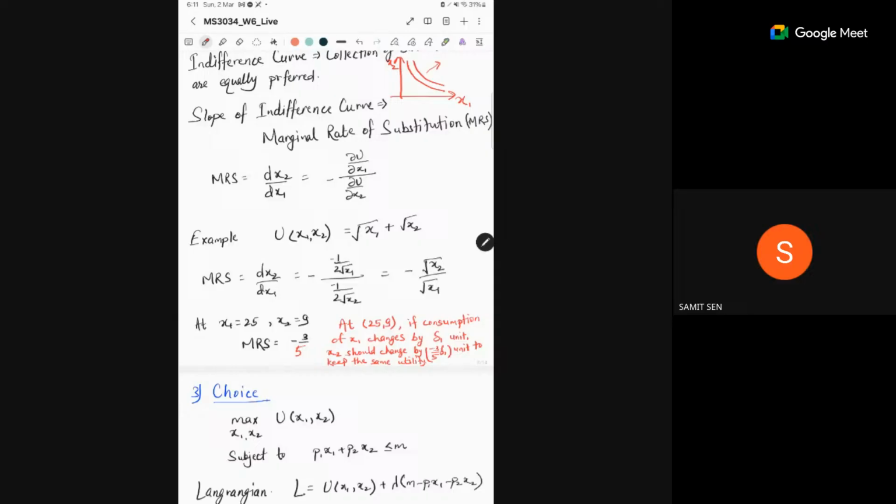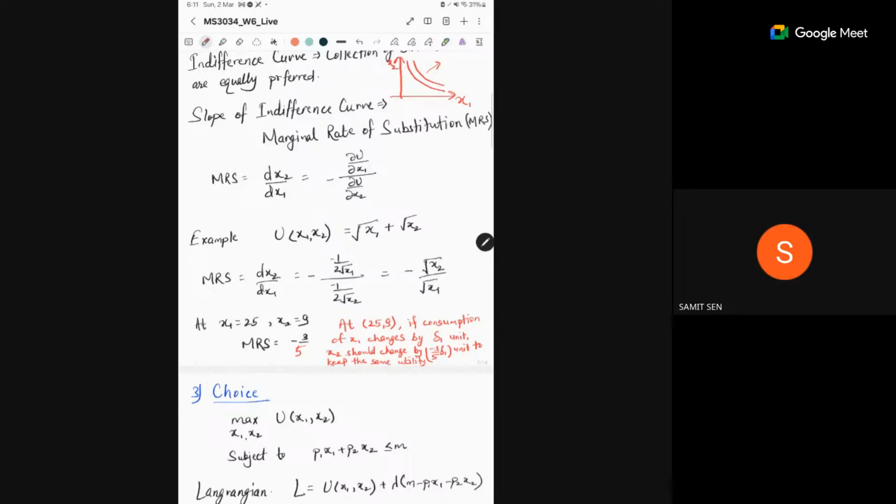So if you are changing your consumption of some good, then how much amount you are required to change consumption of other goods in order to keep your utility at the same level. That is the meaning of marginal rate of substitution.